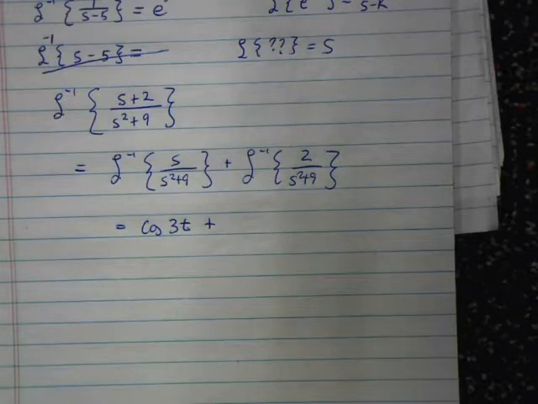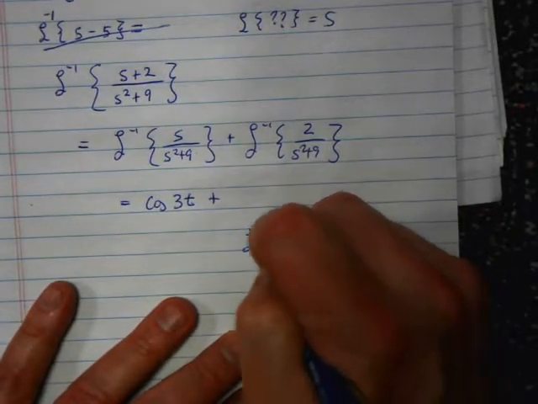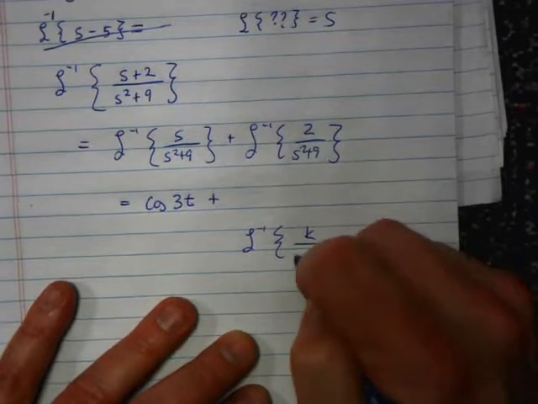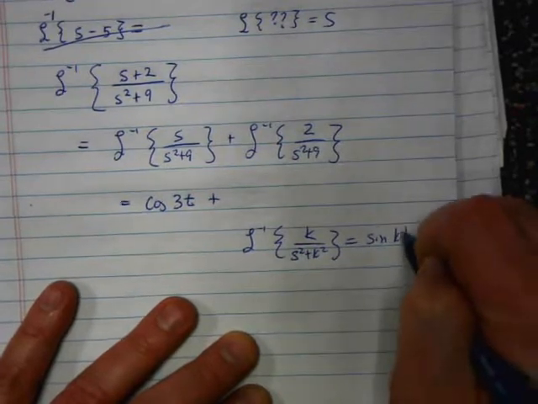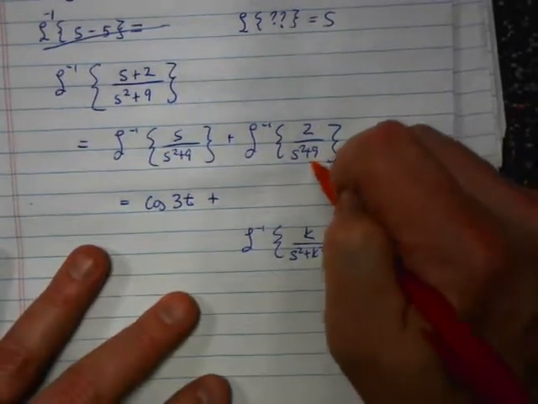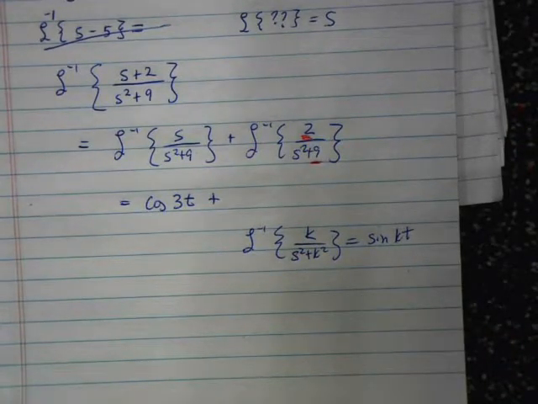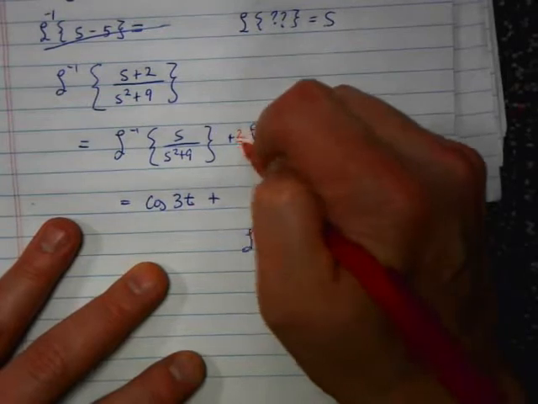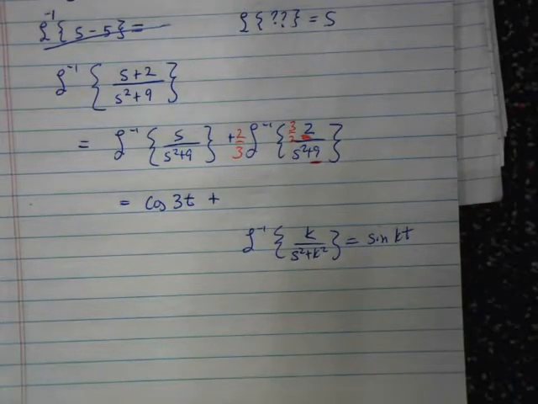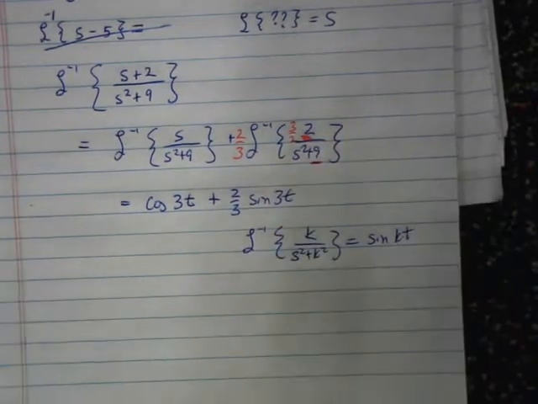You've got to multiply the top by k. The one we want to use is this one. The inverse Laplace transform of k over s squared plus k squared is sine kt. The problem is I got a 3 squared down here and I got a 2 there. I need a 3. So how do I turn a 2 into a 3? I multiply by 3 halves, which means I need to balance that by multiplying by 2/3. So you're going to end up there with 2/3 sine 3t.